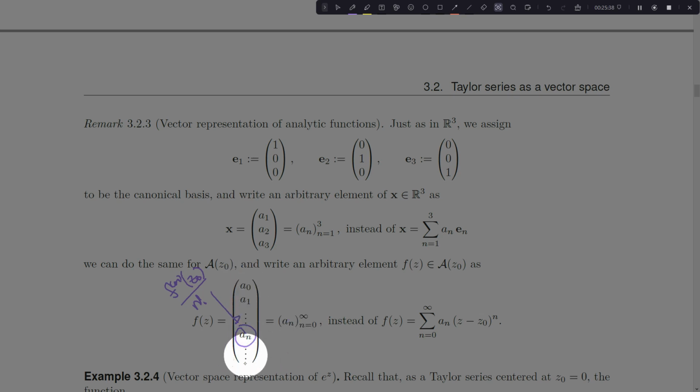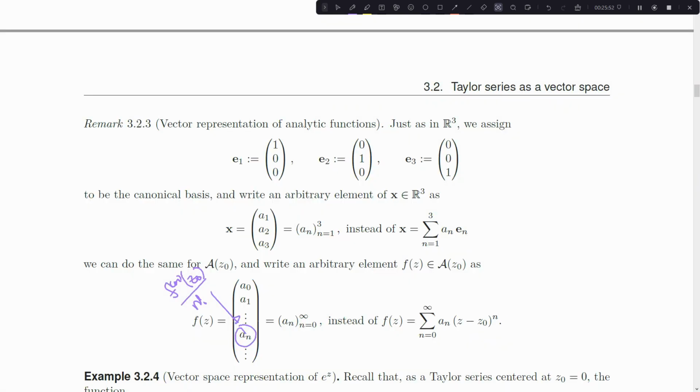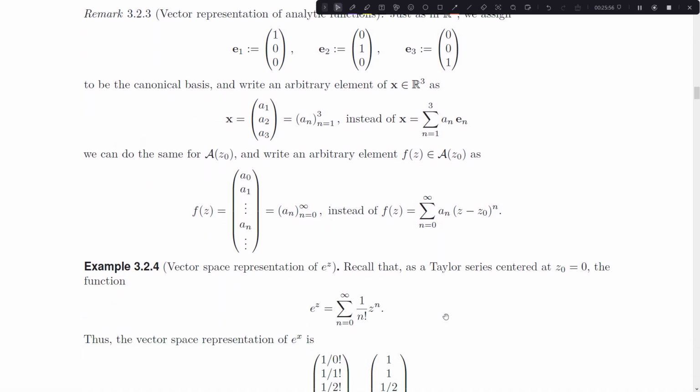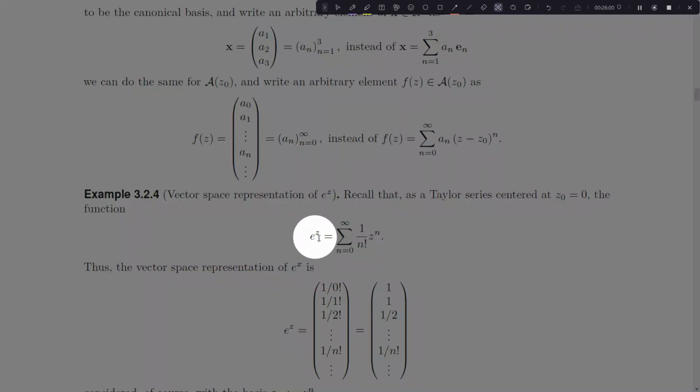All I'm saying is that this vector contains the same amount of information that the function written as the sum against basis elements does. I can either represent my function as an infinite vector or as a sum against basis elements. A good example is a vector space representation of the exponential function. I can think of the exponential function as an infinite sum, its Taylor series centered at 0, or I can represent e as the infinite vector 1, 1, 1/2, 1/6, 1/24, and so on, all the way up through 1 over n factorial, and onwards. This is a perfectly well-defined vector, so long as I'm clear about how I'm defining every entry, and it contains the exact information that e to the z has as a Taylor series.